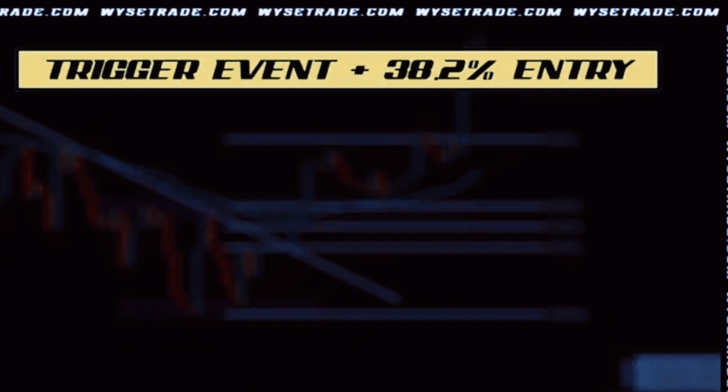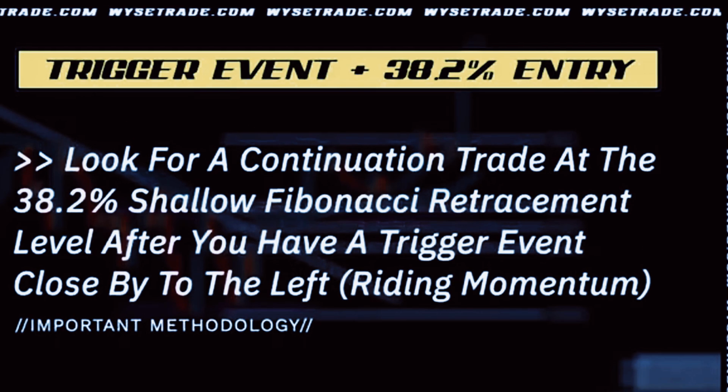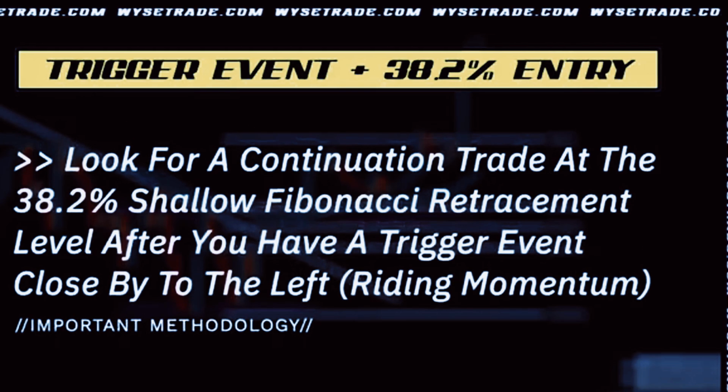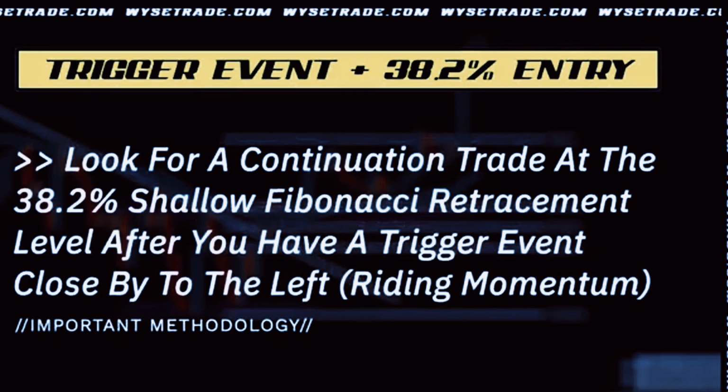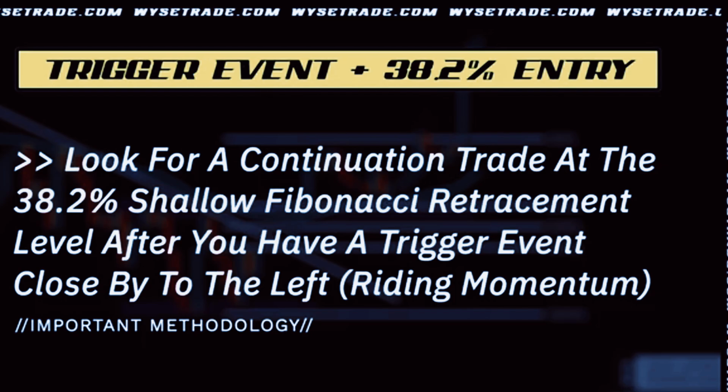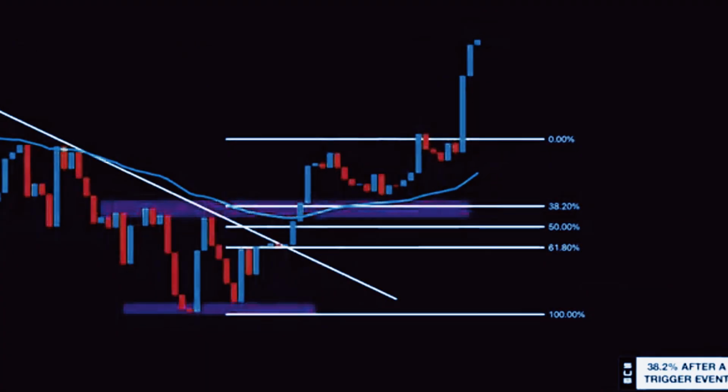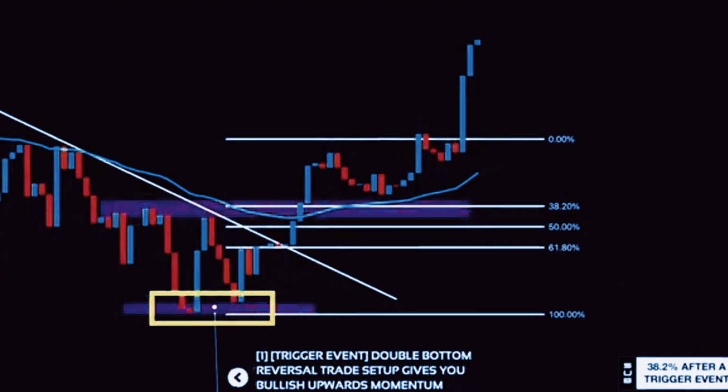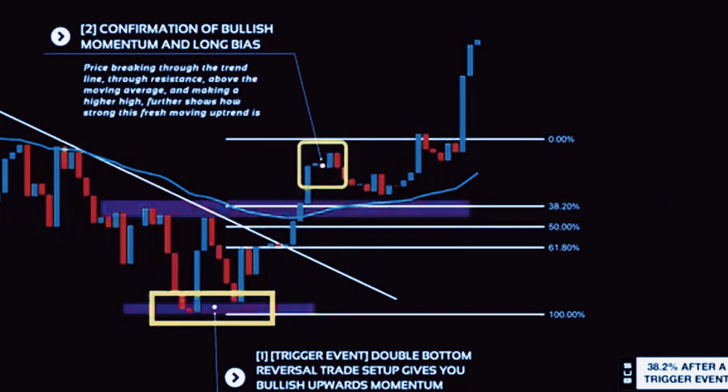So what you do is you look for a continuation trade at the 38.2% Fibonacci shallow retracement level after you had the trigger event close by to the left. Let's show this on the charts. This double bottom trade setup here is your trigger event. Price then breaking through the trend line, breaking through resistance, breaking above the moving average, and making a higher high further shows how strong this fresh moving uptrend is.